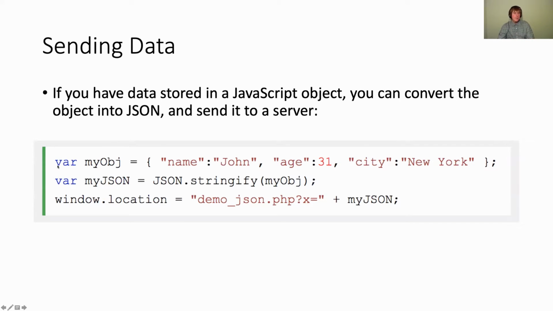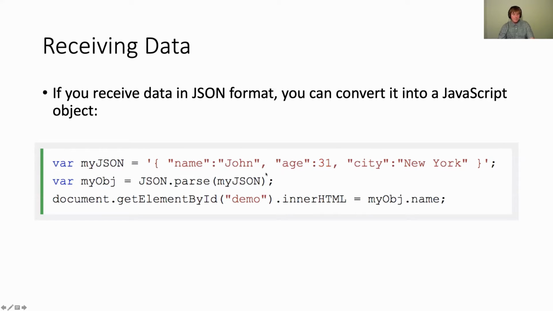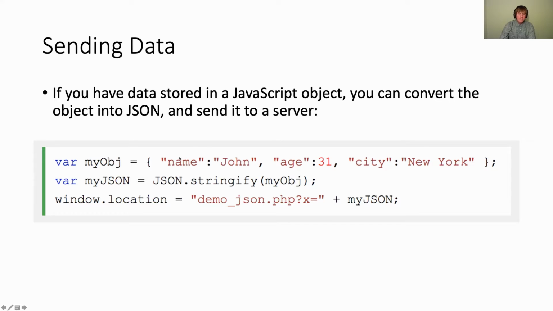So here's an example. var myObject equals, I have my bracket, and then I have key value pairs. JSON is key value pairs separated by a comma. Here's my first key value pair, name equal to John. You'll see I have a colon in the middle, and then a comma separating my next key value pair. The next is age, which is 31, an integer. And then I have city, which is New York, a string.